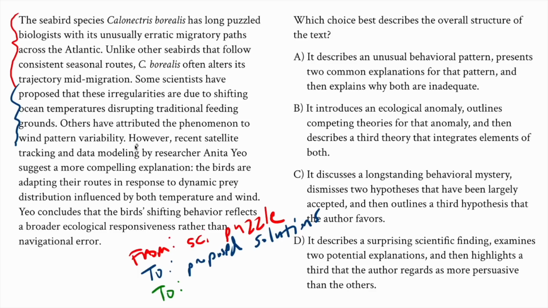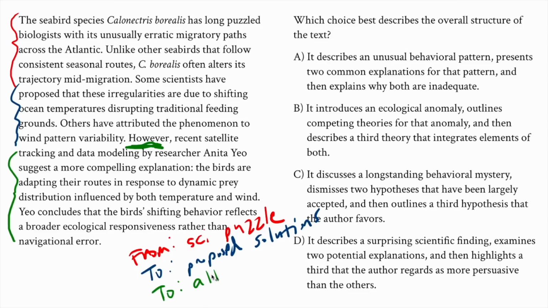And then here we get a transition, and that's usually an important thing in these passages. A transition word or phrase can signal that we're onto a new part in the structure. And so, however, it says, recent satellite tracking and data modeling by this researcher suggest a more compelling explanation. The researcher says the birds are adapting their routes in response to dynamic prey distribution influenced by both temperature and wind. She concludes that the birds' shifting behavior reflects a broader ecological responsiveness rather than navigational error.